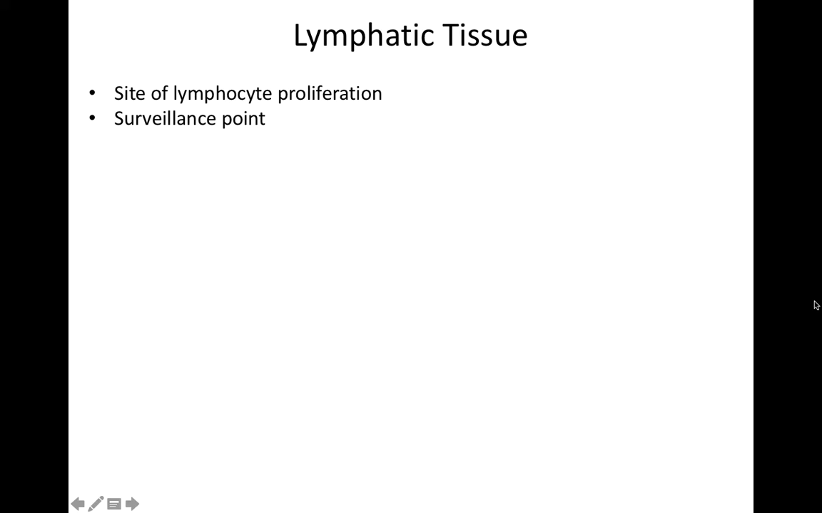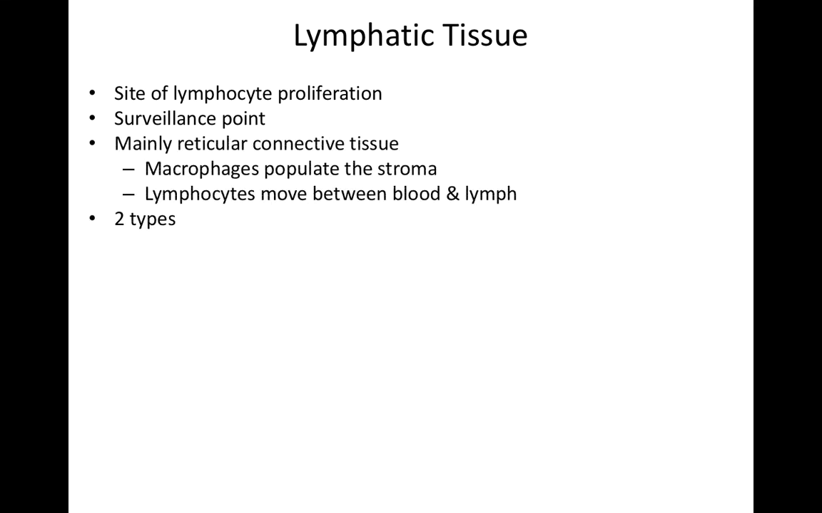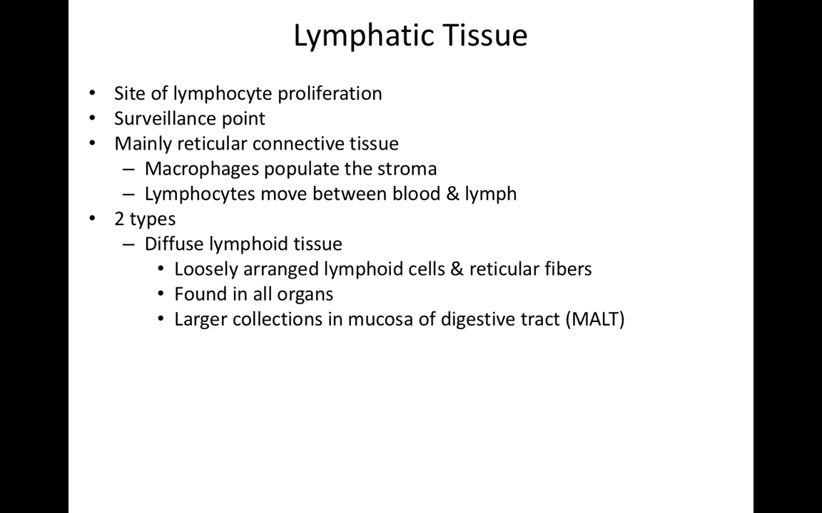So if we look at lymphatic tissue, we're going to see proliferation and surveillance basically happening in the tissues. Most of them are mainly reticular connective tissue, and there are two different versions of this. The first is called diffuse. It's not really well defined. It's collections of cells and fibers. It's found pretty much in every organ.